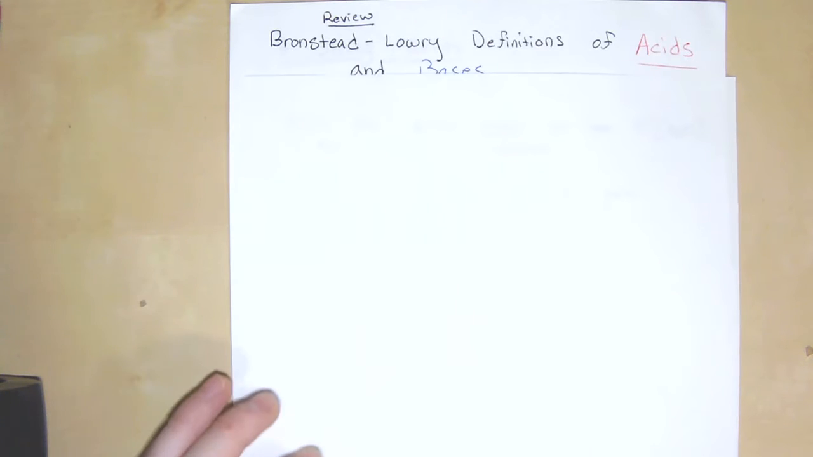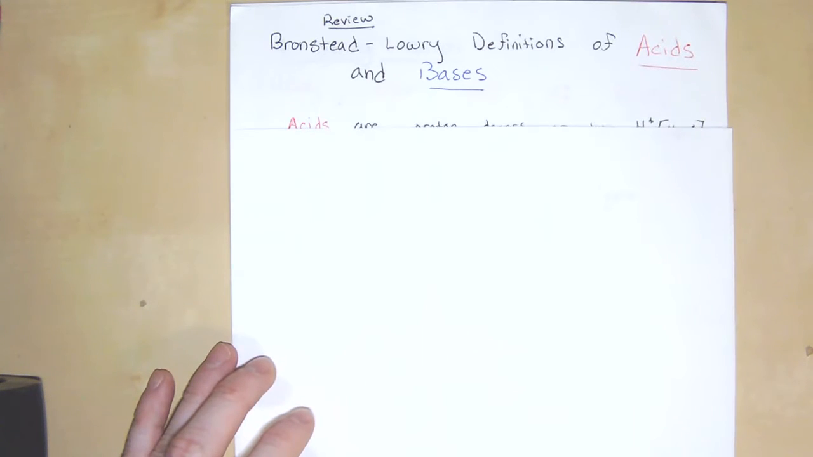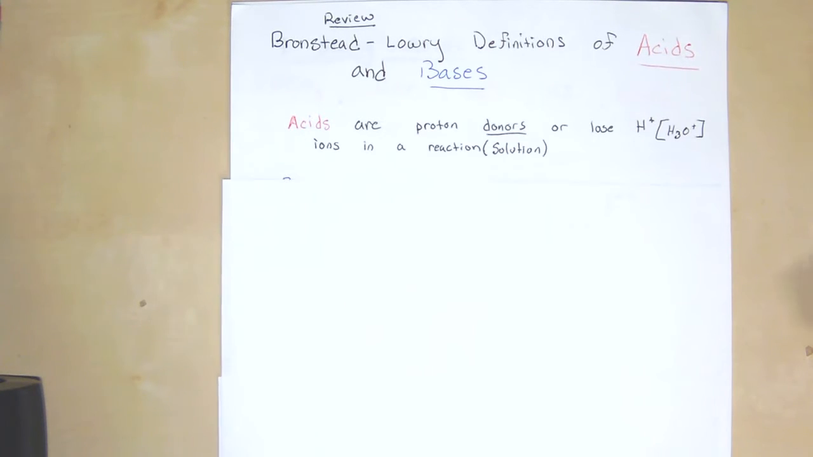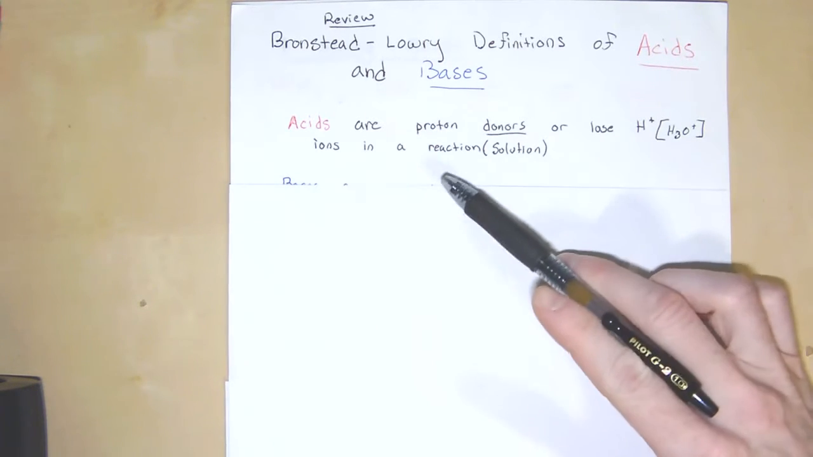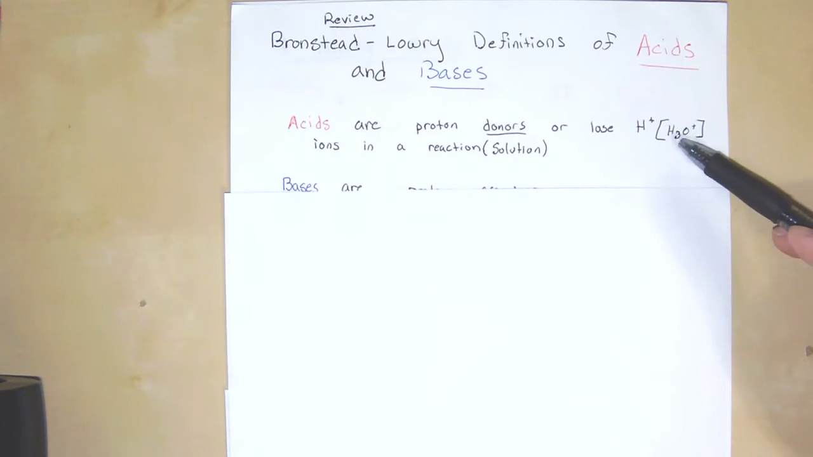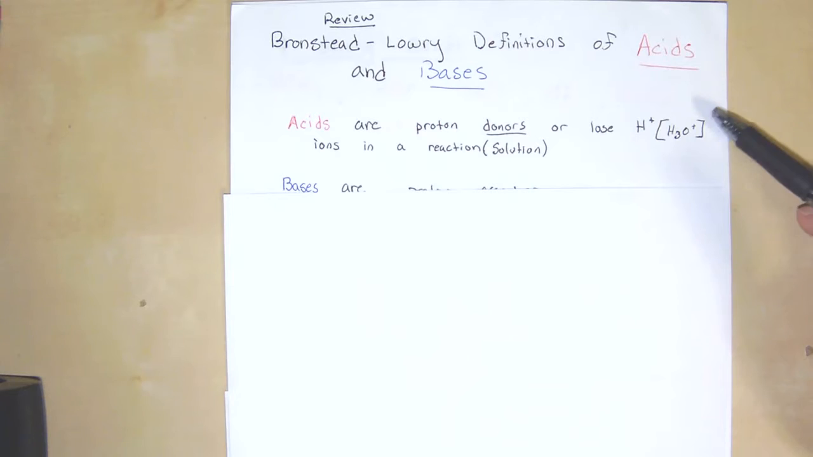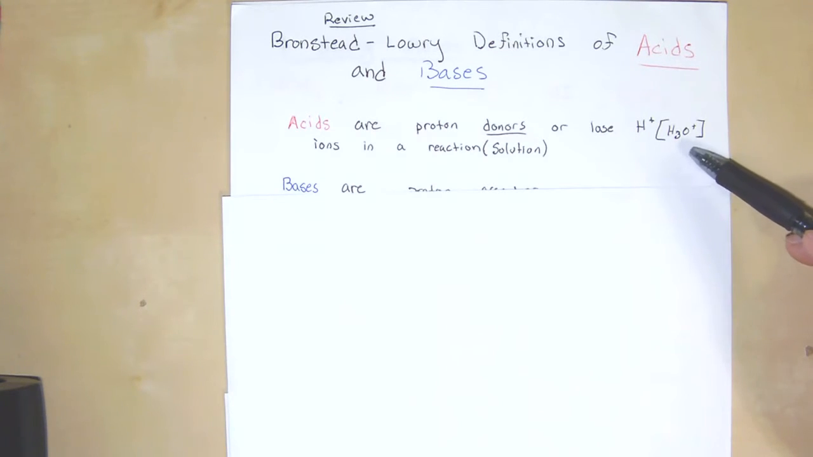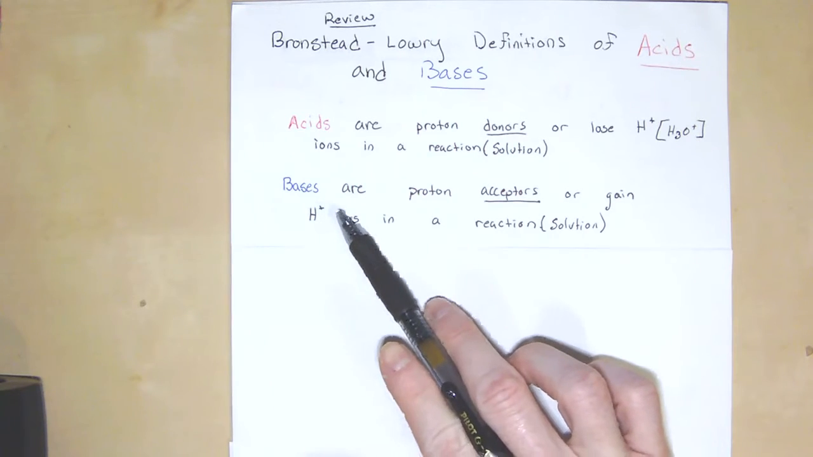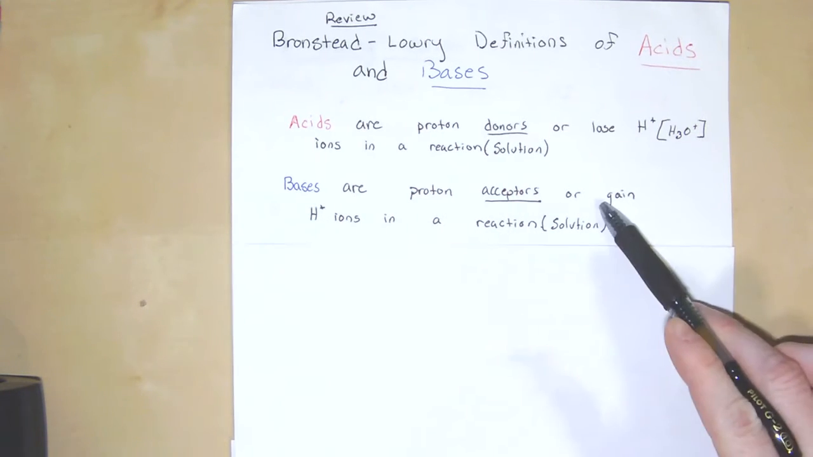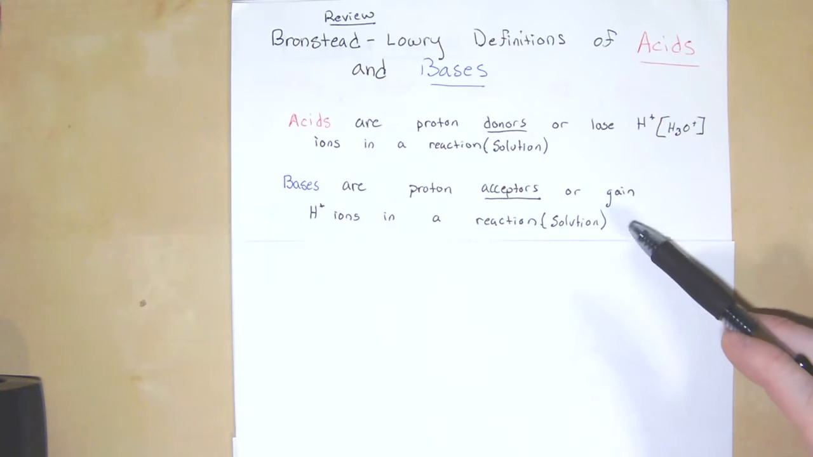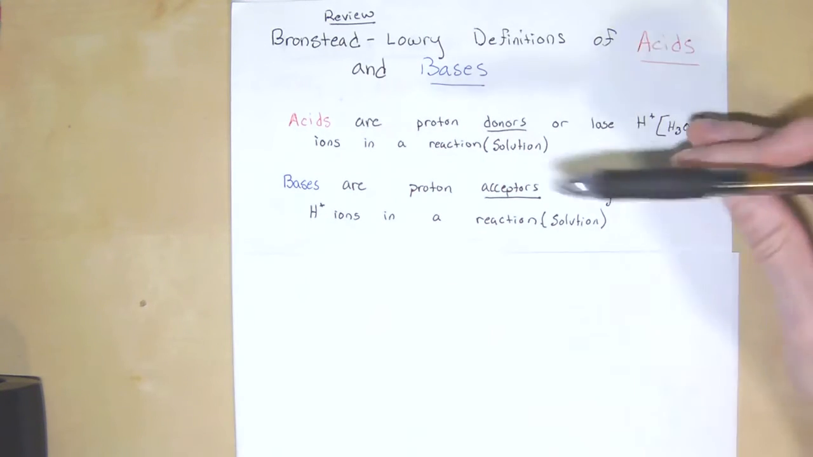Let's start out with some review. First, we're going to tackle the Bronsted-Lowry definitions of acids and bases. According to the Bronsted-Lowry definition, acids are proton donors, or they lose H+, sometimes referred to as H3O+, hydronium ions, in a solution reaction. And bases are proton acceptors, or they gain H+ or hydronium ions in a solution reaction.